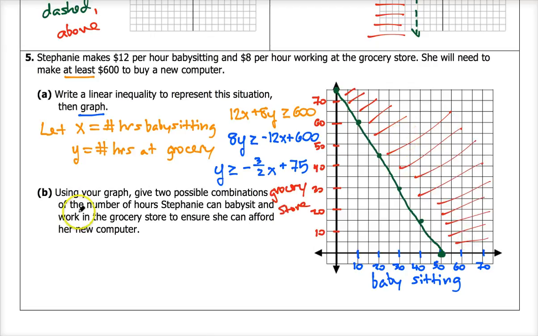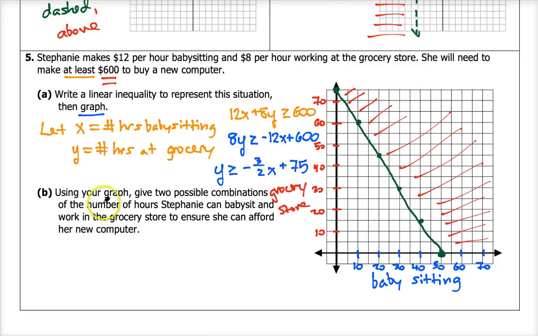So let's think about what this means for this problem. Anything in this shaded region, any ordered pair, represents the combination of hours that Stephanie could work both babysitting and at the grocery store and make at least her $600. Anything below the line in this white region that's not shaded, if she works those amount of hours, she's not going to get the $600 she needs.